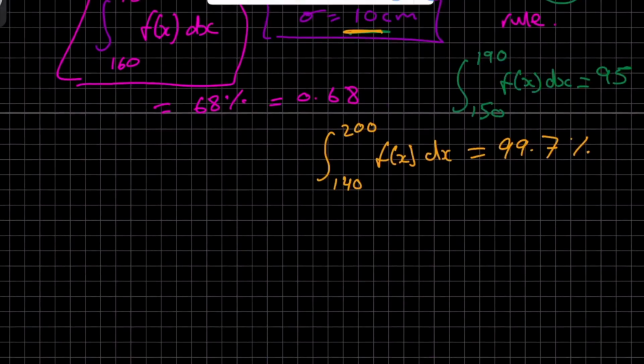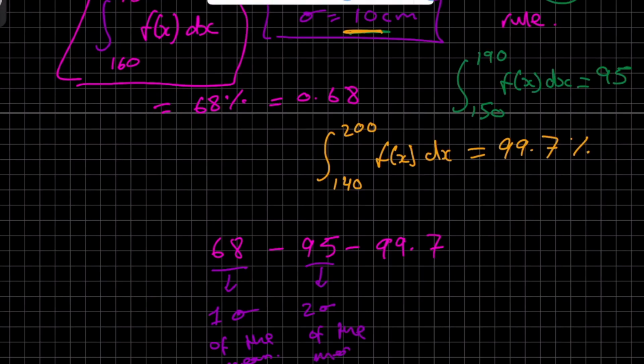So the 68, 95, 99.7 rule simply states that within one standard deviation of the mean, our probability would be 68%. Within two standard deviations of the mean, our probability would be 95%. Within three standard deviations of the mean, our probability would be 99.7%.